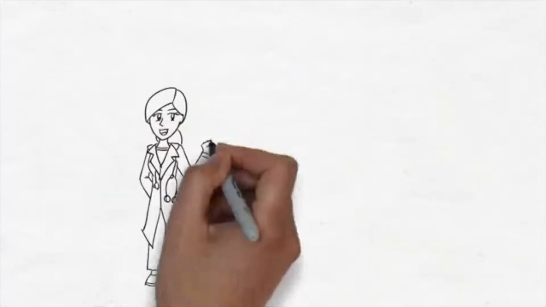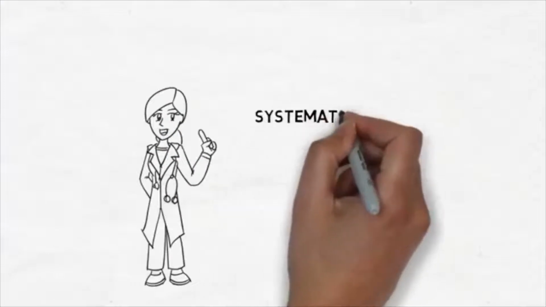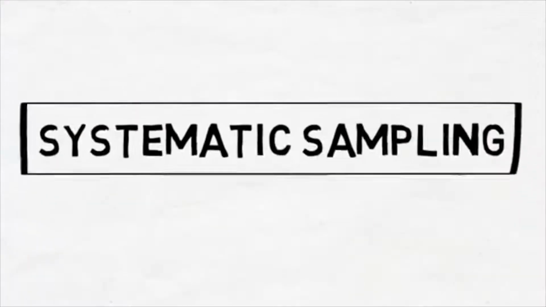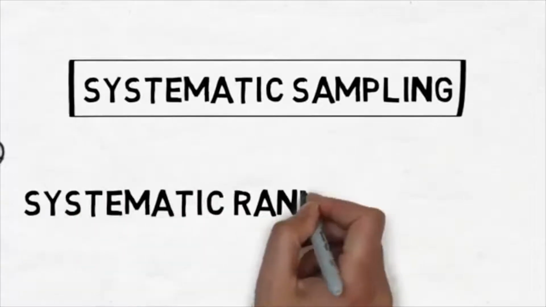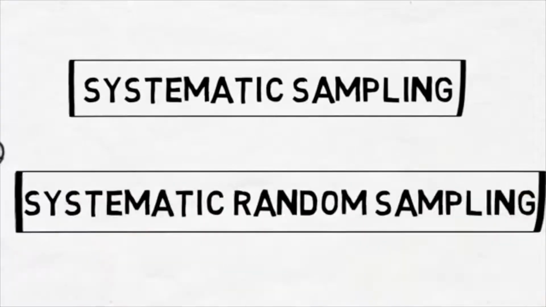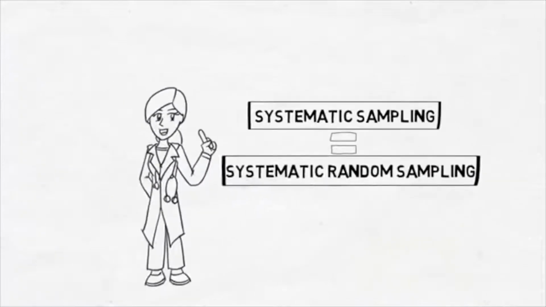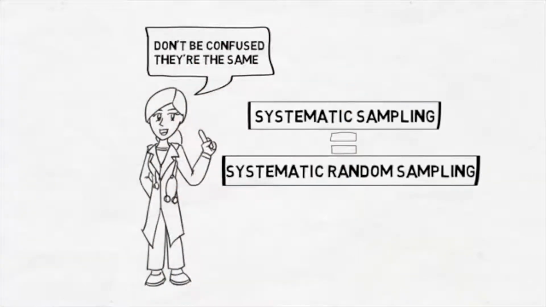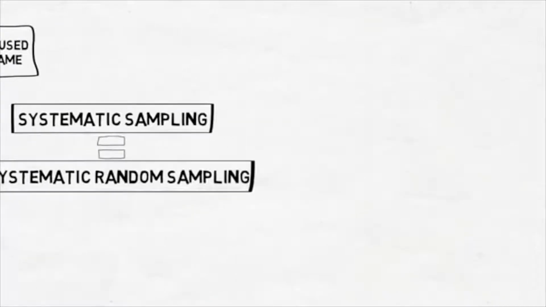Today's video follows directly after our video on simple random sampling and covers what we call systematic sampling, or sometimes referred to as systematic random sampling. The difference between the two titles is really semantics, and the process is exactly the same whether you're doing systematic sampling or systematic random sampling.